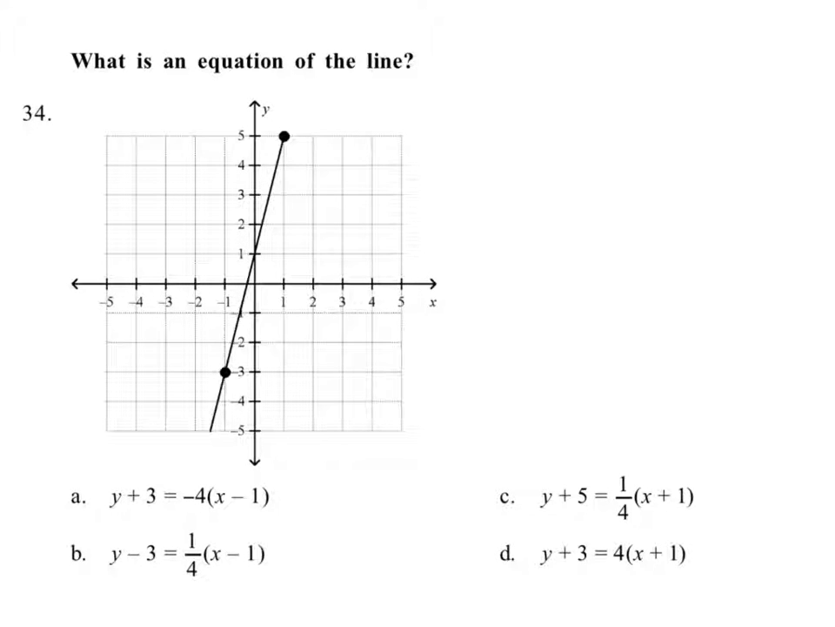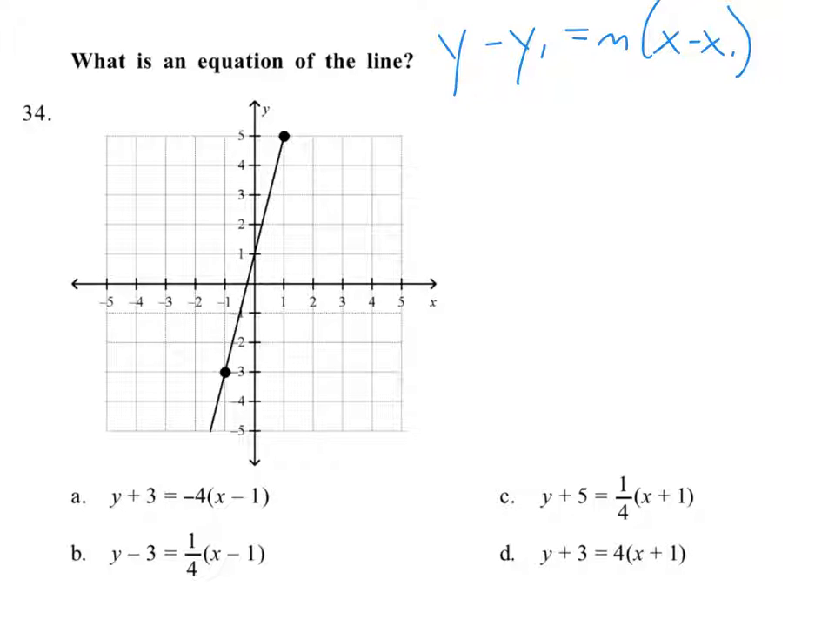Okay, they're asking us what is an equation of the line. Notice they're not asking what is the equation, because there are an infinite number of equations you can write for any line. And in fact, particularly when written in point slope form, because you could pick any point and that would change the equation. So what we really want to do is figure out the slope to see whether we're using the right slope.